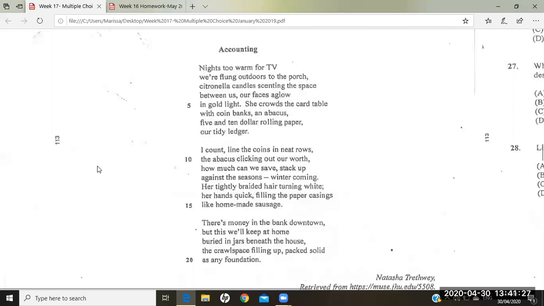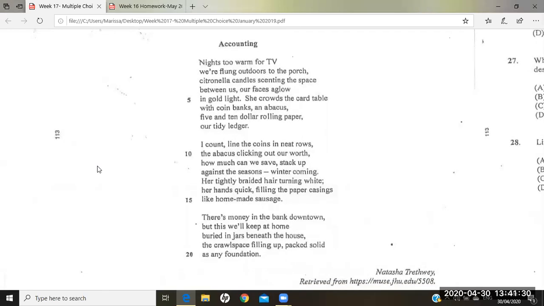Accounting. Nights too warm for TV were flung outdoors to the porch, citronella candles scenting the space between us. Our faces glowing gold light. She crowds the card table with coin banks and abacus, $5 and $10 rolling paper or tidy ledger. I count, line the coins in neat rows, the abacus clicking out our worth. How much can we save? Stack up against the seasons, winter coming. Her tightly braided hair turning white, her hands quick, filling the paper casings like homemade sausage. There's money in the bank downtown, but this we'll keep at home, buried in jars beneath the house, the crawl space filling up, packed solid as any foundation.